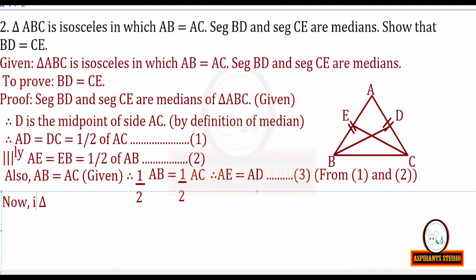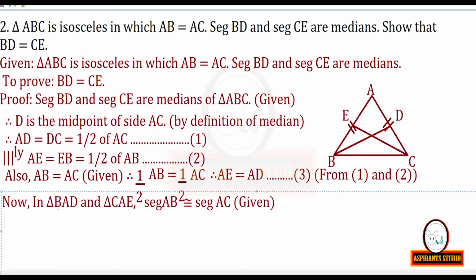Now we have to show that BD is equal to CE. We take triangle BAD and triangle CAE and prove that they are congruent. Then corresponding sides of congruent triangles will give you the result. Now segment AB is congruent to segment AC is given. Angle BAD is congruent to angle CAE. They are common angles.